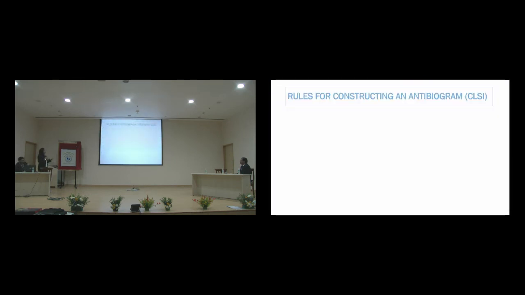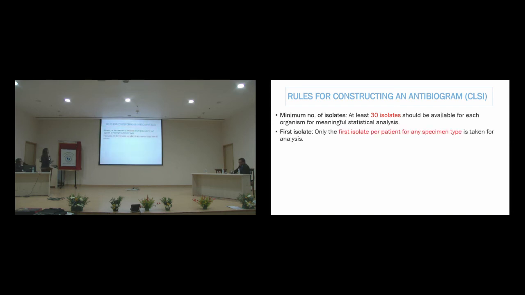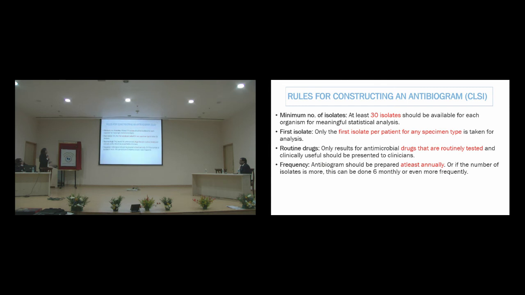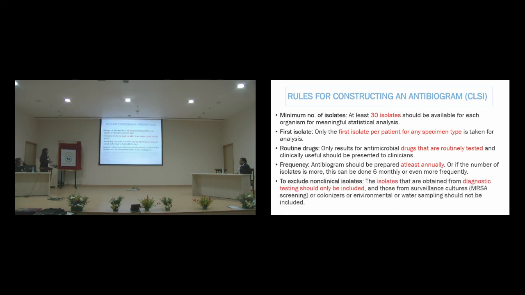So what are the rules for constructing an antibiogram? The minimum number of isolates: at least 30 isolates should be available for each organism for meaningful statistical analysis. Only the first isolate per patient for any specimen type is considered for analysis. Routine drugs: only results of antimicrobial drugs that are routinely tested and clinically useful should be presented to the clinicians. Antibiograms should be repeated at least annually, or more frequently if the number of isolates is high. To exclude non-clinical isolates, we should not include isolates from surveillance cultures, colonizers, or environmental sampling. Antibiograms should contain only the clinical isolates.